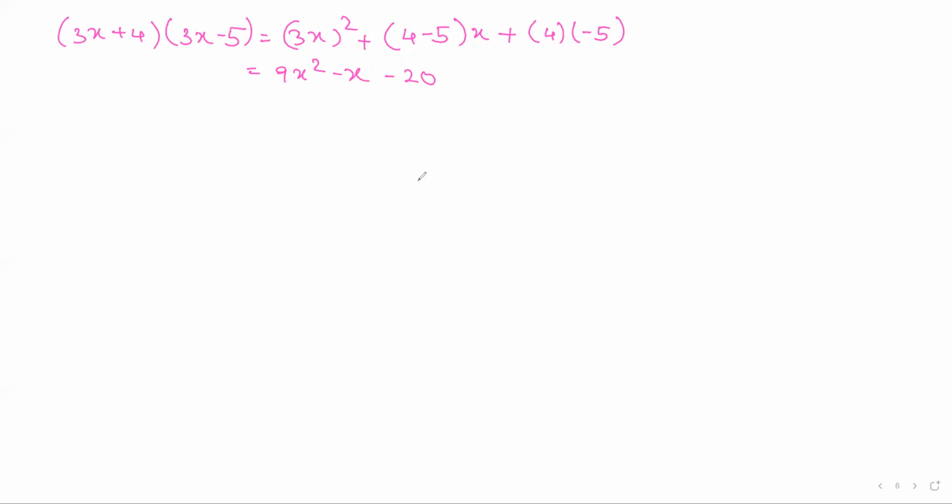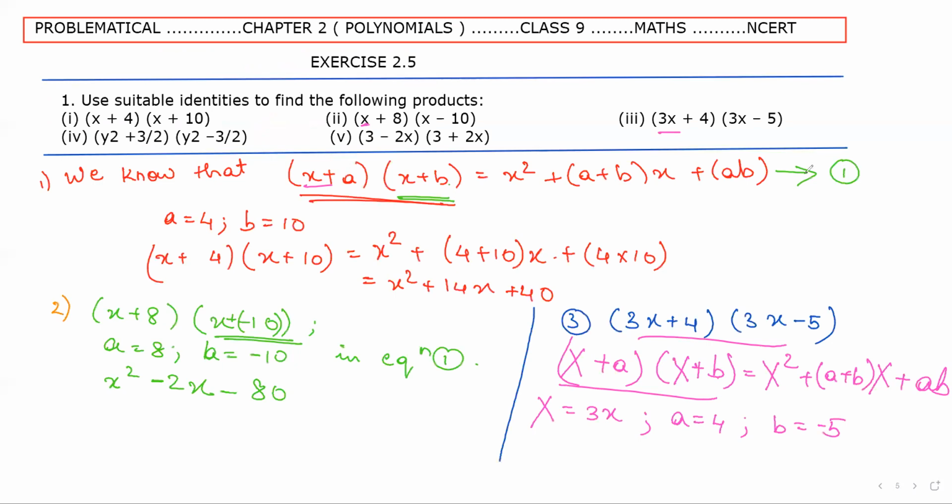Next. Your fourth and the last part in this is y square plus 3 upon 2 into y square minus 3 upon 2. Okay. Now here, as you can see, these two terms are common, the first part of the factors were same.